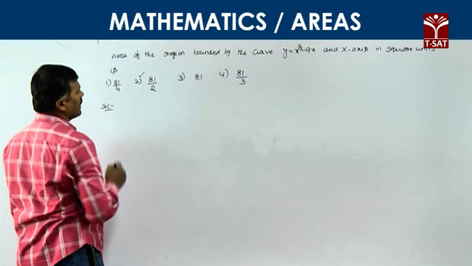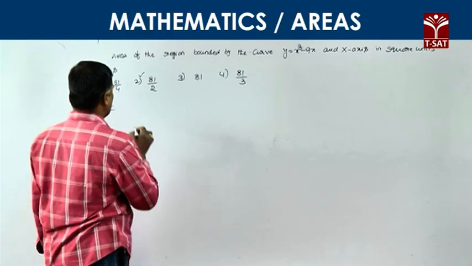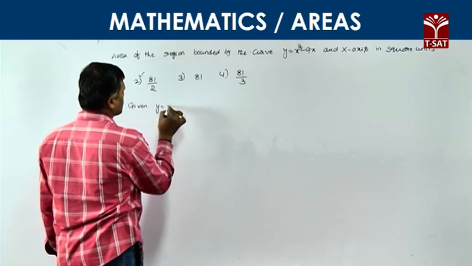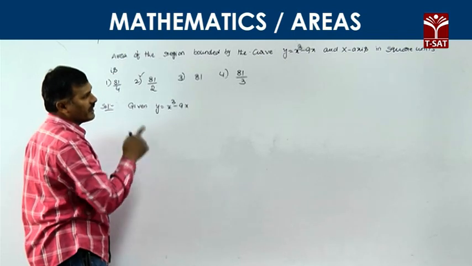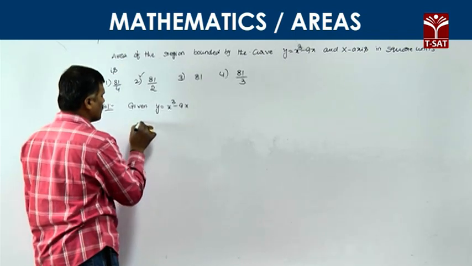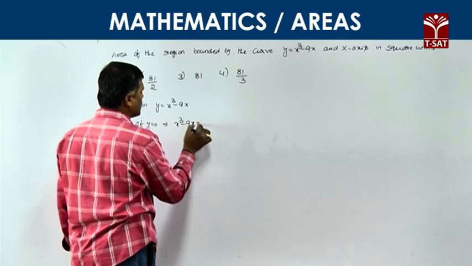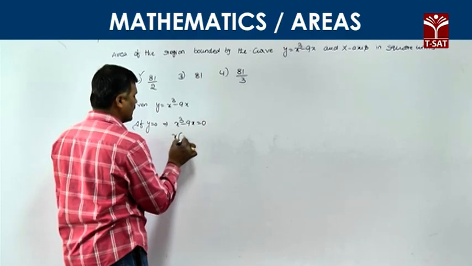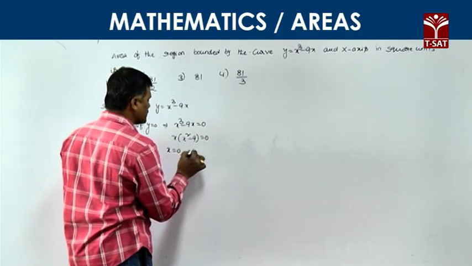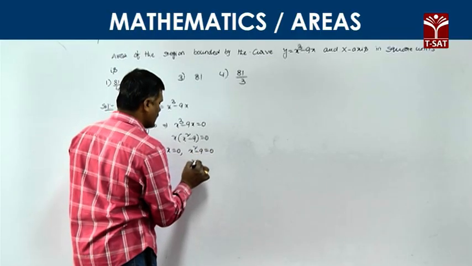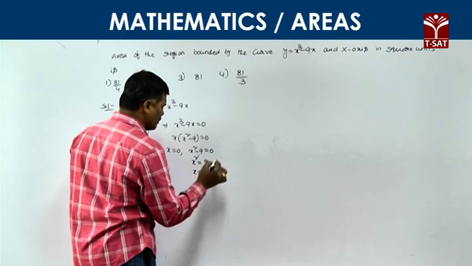Solution: find the area of the region bounded by the curve y is equal to x cube minus 9x and the x axis. Given y is equal to x cube minus 9x, we have no information about the points of intersection of the given curve where it meets the coordinate axis. If y is equal to 0, that implies x cube minus 9x is equal to 0. Now we can take x common here: x into x square minus 9 is equal to 0, then x is equal to 0, or x square minus 9 equal to 0, x square equal to 9, x is equal to plus or minus 3.